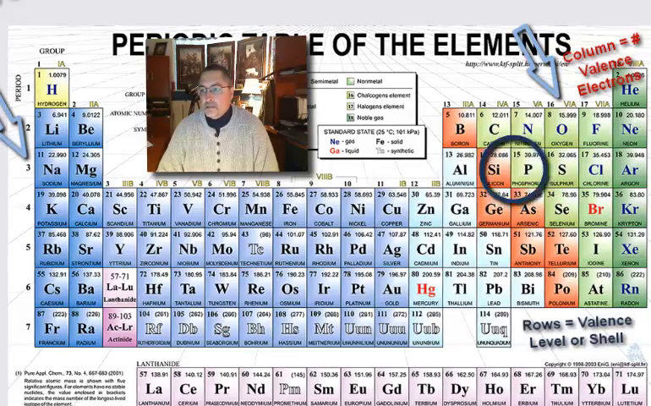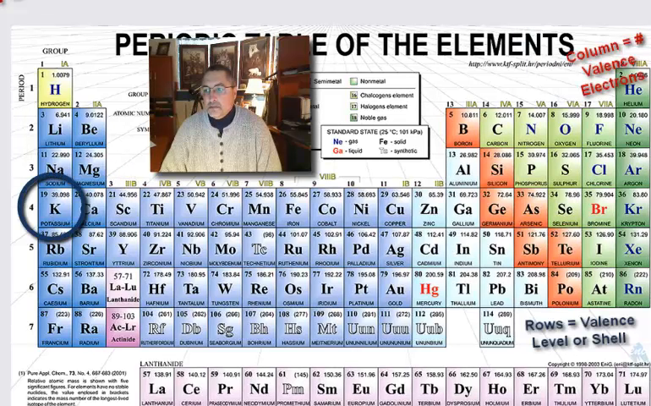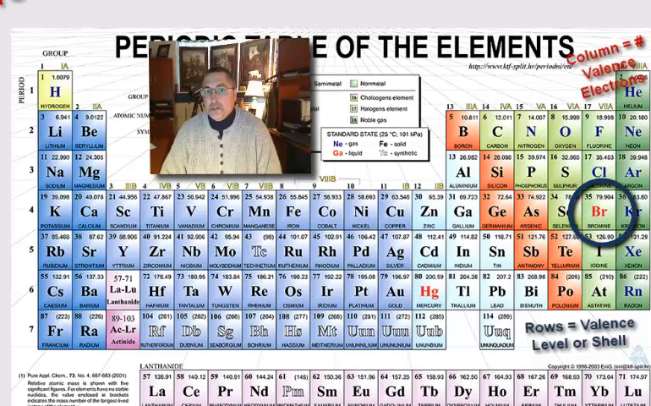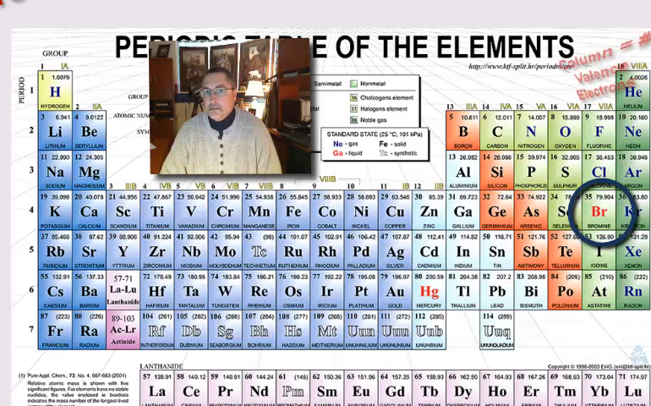Try that out for potassium. How many valence electrons? What energy level? I hope you tell me it's got 1 valence electron in energy level number 4. Finally, take a look at bromine, which is Br. Number of valence electrons, 7. Energy level, 4.